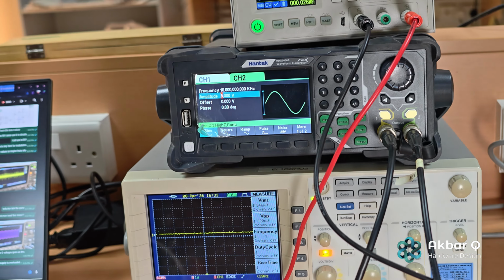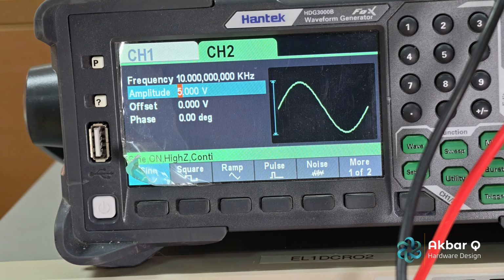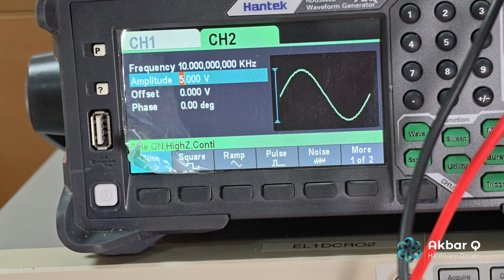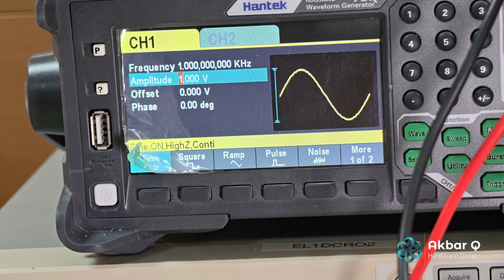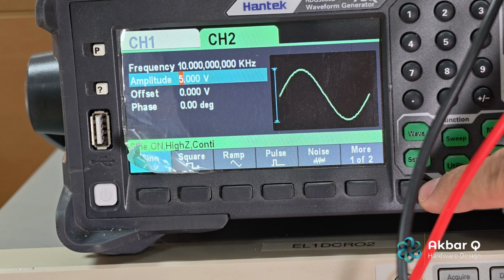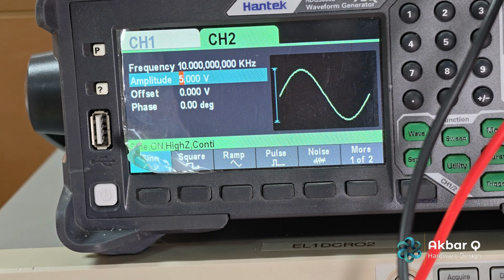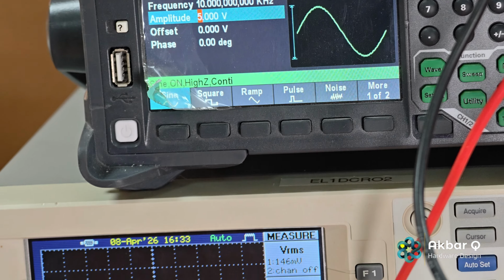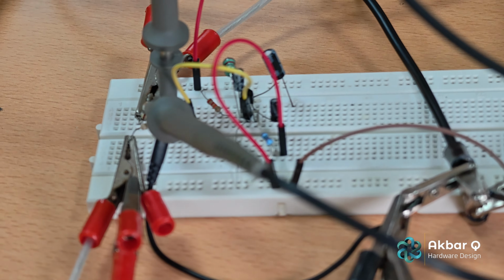So if you can see, the second channel has an input frequency of 10 kilohertz, and the first channel is 1 kilohertz. So this 1 kilohertz is the signal, and this 10 kilohertz is the carrier. So signal and carrier will be added together at the input of the circuit, and then an oscillator will be used to generate the output voltage.